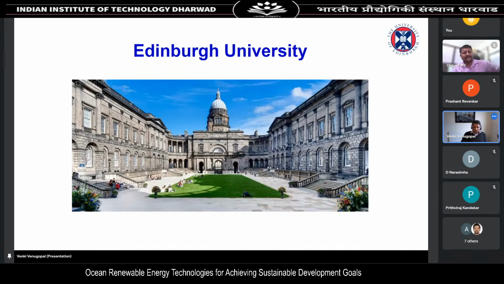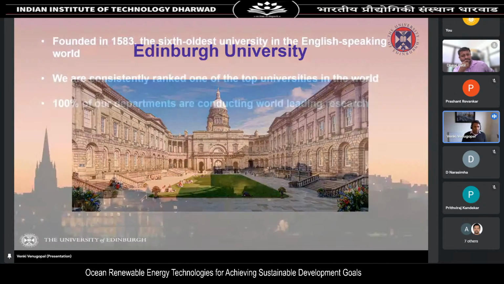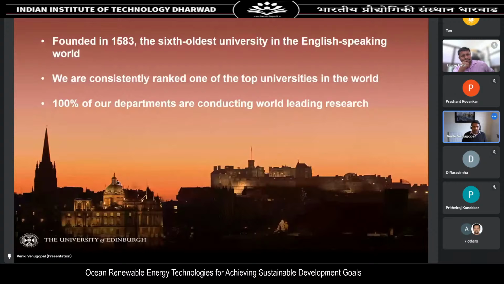Okay, good. So Edinburgh University was founded in 1583. It's more than 500 years old. And this is supposed to be the 6th oldest university in the English-speaking world. And we are consistently ranked one of the top universities in the world. And 100% of our departments are conducting world-leading research.